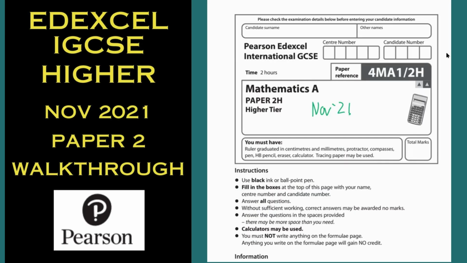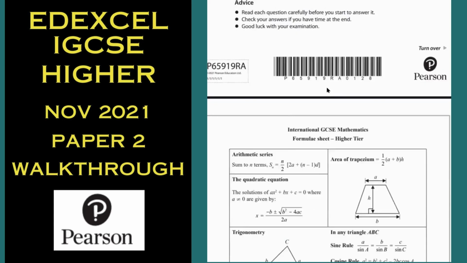So welcome to my worked solutions for the Edexcel Higher GCSE. It's November 21, it doesn't say it because they're probably a little bit unsure of when they might do the exam, with it being the tail end of COVID, but it's Paper 2, so let's shut up and get on with it.